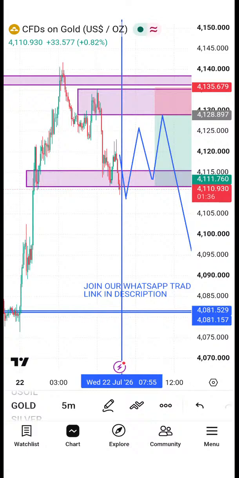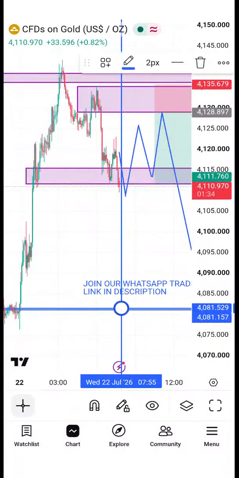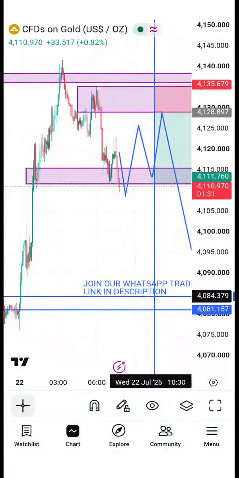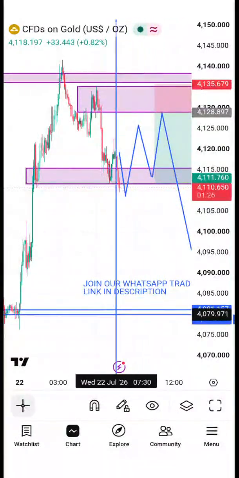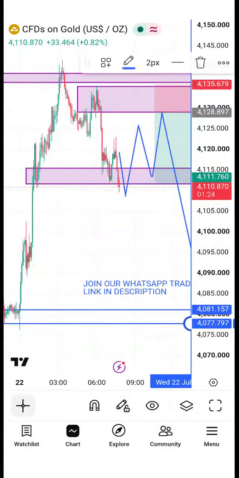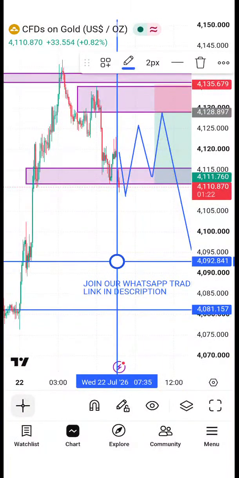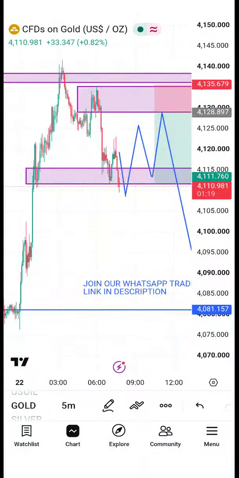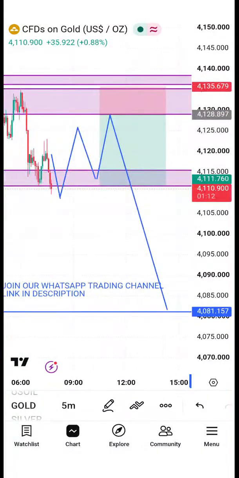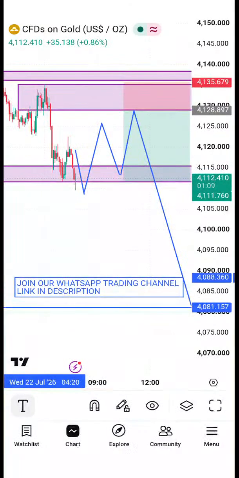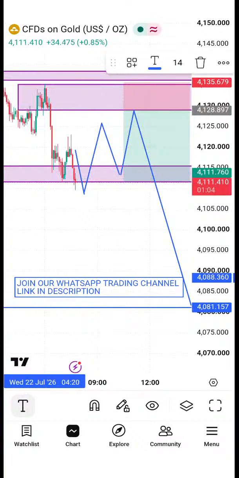But this is for the New York session. Around the New York session, we are going to be looking for buy entries on gold. So I'll come back for the New York session.